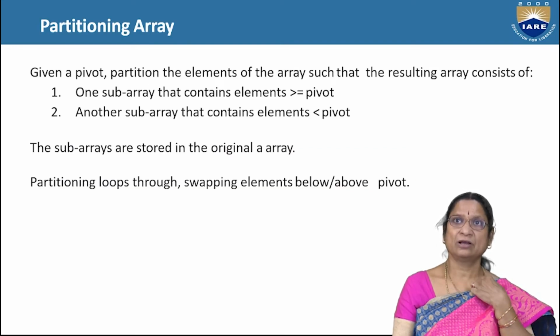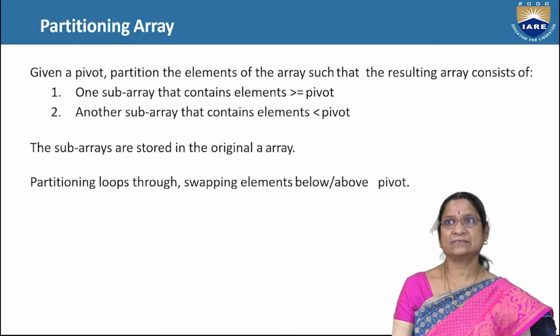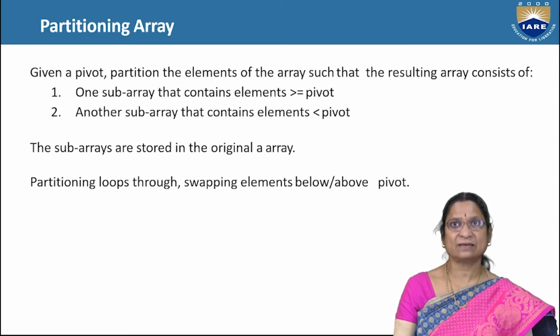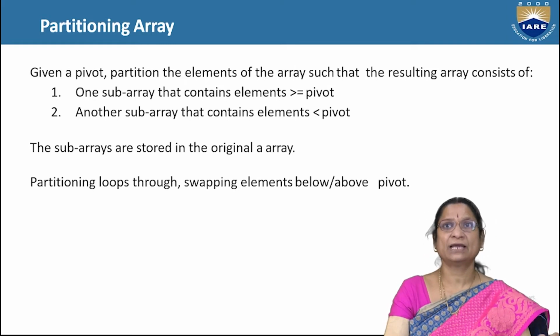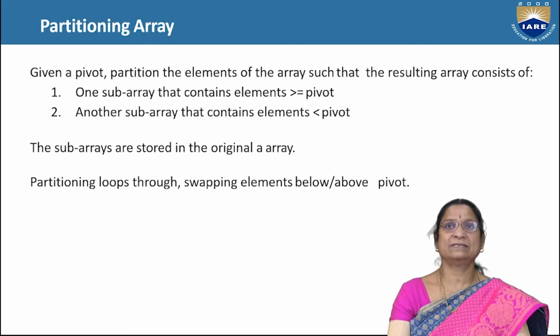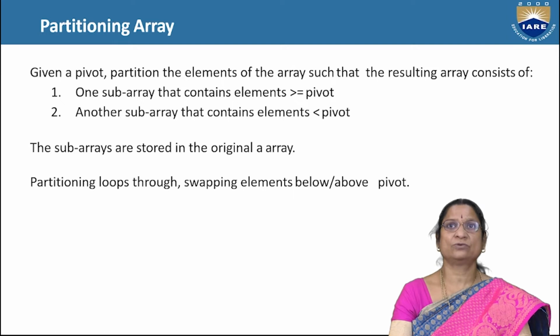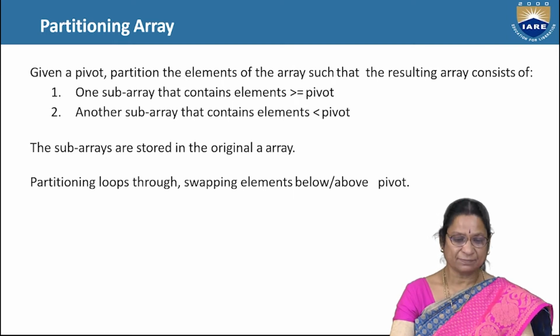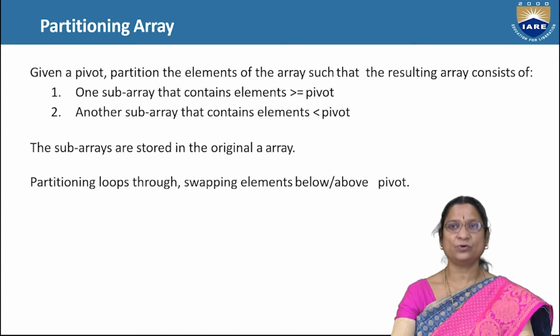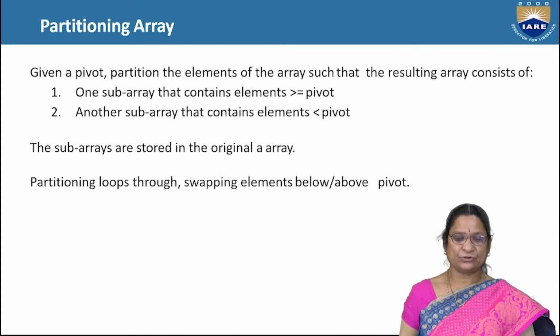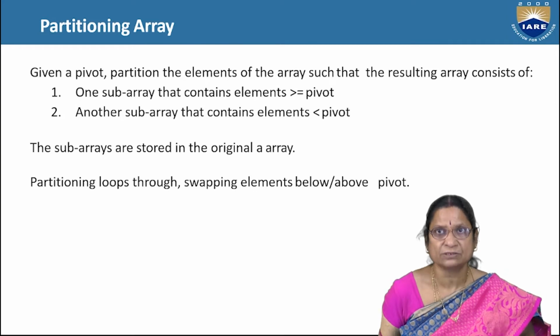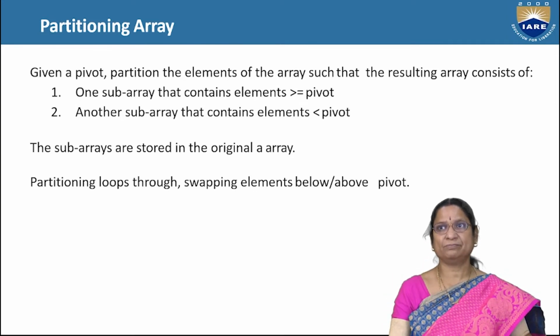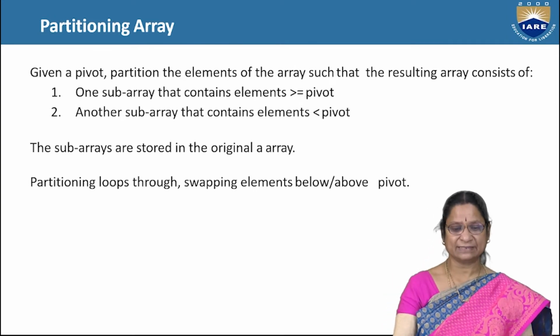Given a pivot, partition the elements of the subarray such that the resulting array consists of one subarray that contains the elements greater than or equal to the pivot, and another subarray that contains all elements less than or equal to the pivot. The subarrays are stored in the original array itself, so no additional memory is used. That's why partitioning through swapping the elements below or above the pivot element is considered by us.